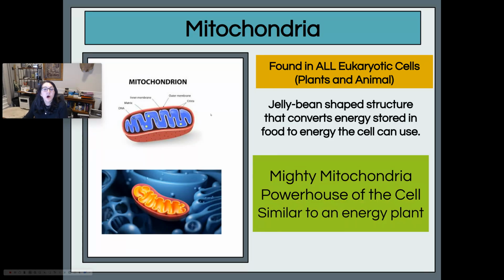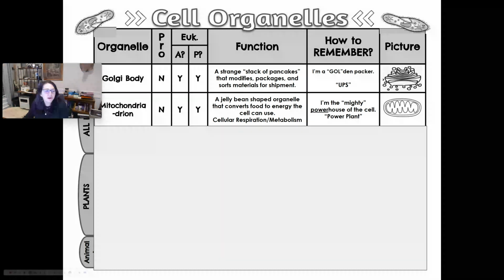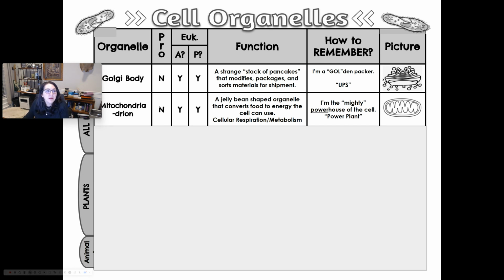So this does our metabolism or our cellular respiration. So we call it the powerhouse of the cell, kind of like a power plant. So on your chart, the mitochondria, and I've also added here, sometimes you'll see it called the mitochondrion, but not in prokaryotics, yes to eukaryotic. I'm the mighty powerhouse of the cell. And here's the picture. Yes, it looks like a hot dog, but when you see it not cut open, it looks more like a jelly bean.